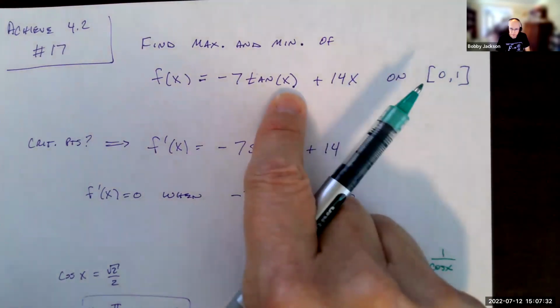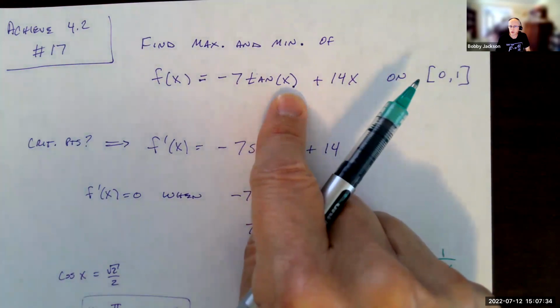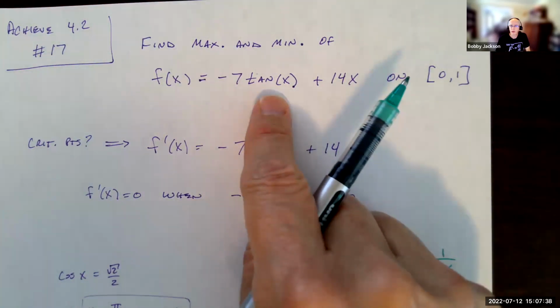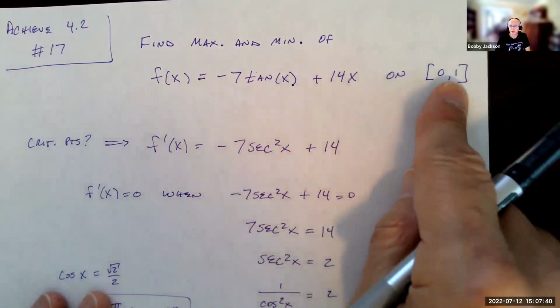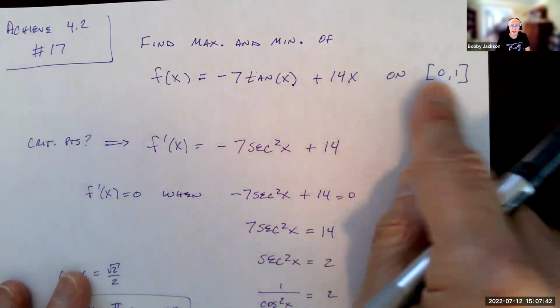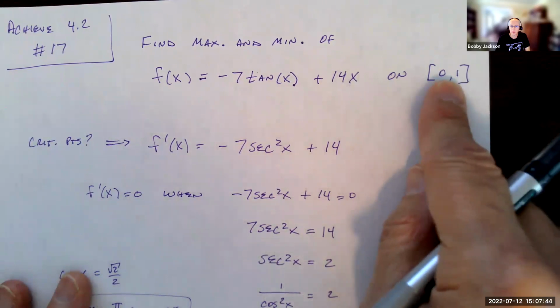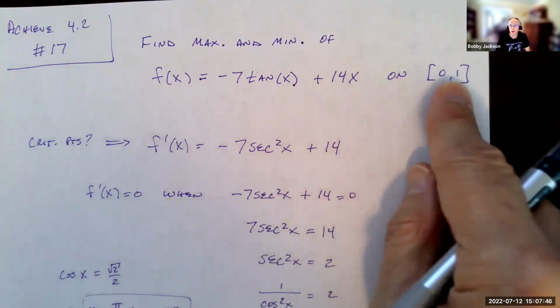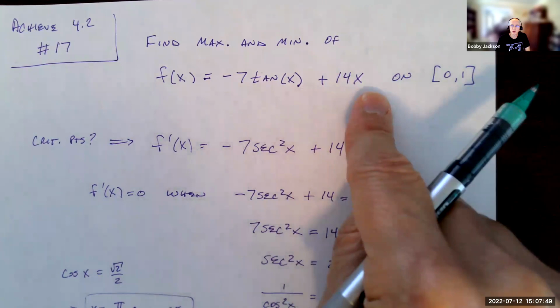Tangent function does have vertical asymptotes. Remember, at pi over 2, negative pi over 2, and so on. But pi over 2 is 1.57, so we are safe. We're not in that interval, okay? We're just going from 0 to 1. So on that interval, this function is continuous.